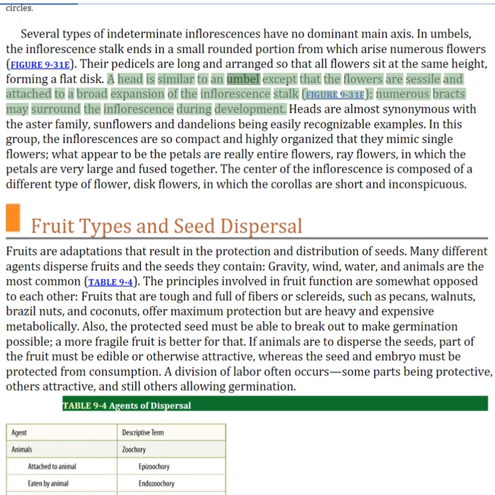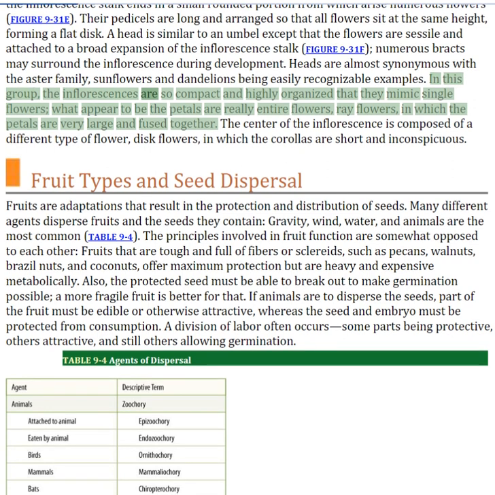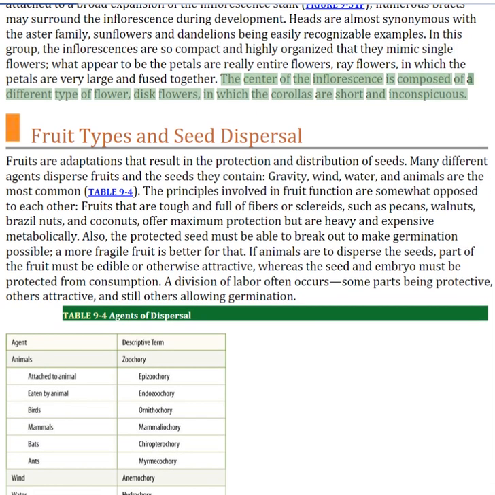A head is similar to an umbel except that the flowers are sessile and attached to a broad expansion of the inflorescence stalk. Numerous bracts may surround the inflorescence during development. Heads are almost synonymous with the aster family, sunflowers and dandelions being easily recognizable examples. In this group, the inflorescences are so compact and highly organized that they mimic single flowers. What appear to be the petals are really entire flowers, ray flowers, in which the petals are very large and fused together. The center of the inflorescence is composed of a different type of flower, disc flowers, in which the corollas are short and inconspicuous.